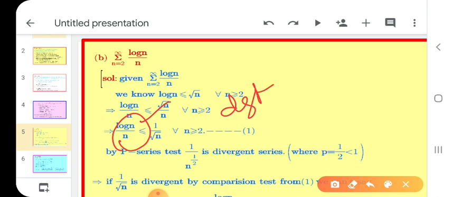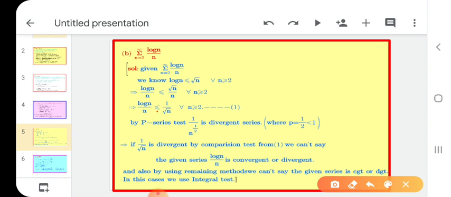Is it clear or not? Here 1 by root n is a divergent series. Compare with log n by n less than or equal to 1 by root n. Which series is larger? 1 by root n is larger. That means log n by n is smaller. Here we get the larger series is divergent. Then can we say the smaller series is convergent or divergent? We can't say.